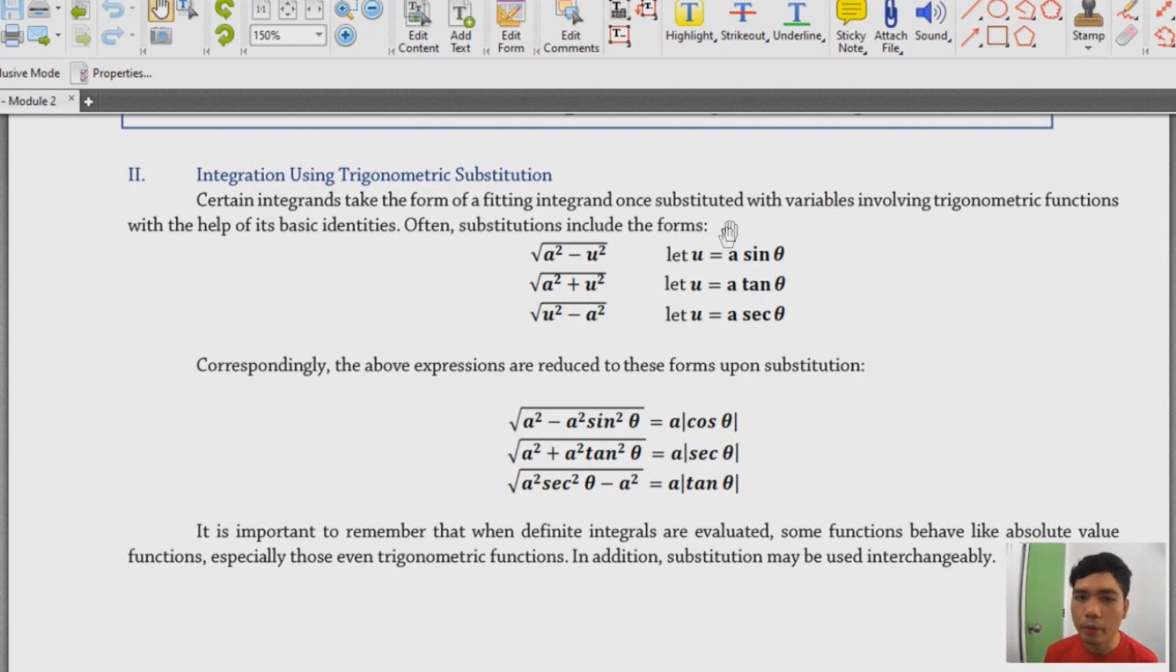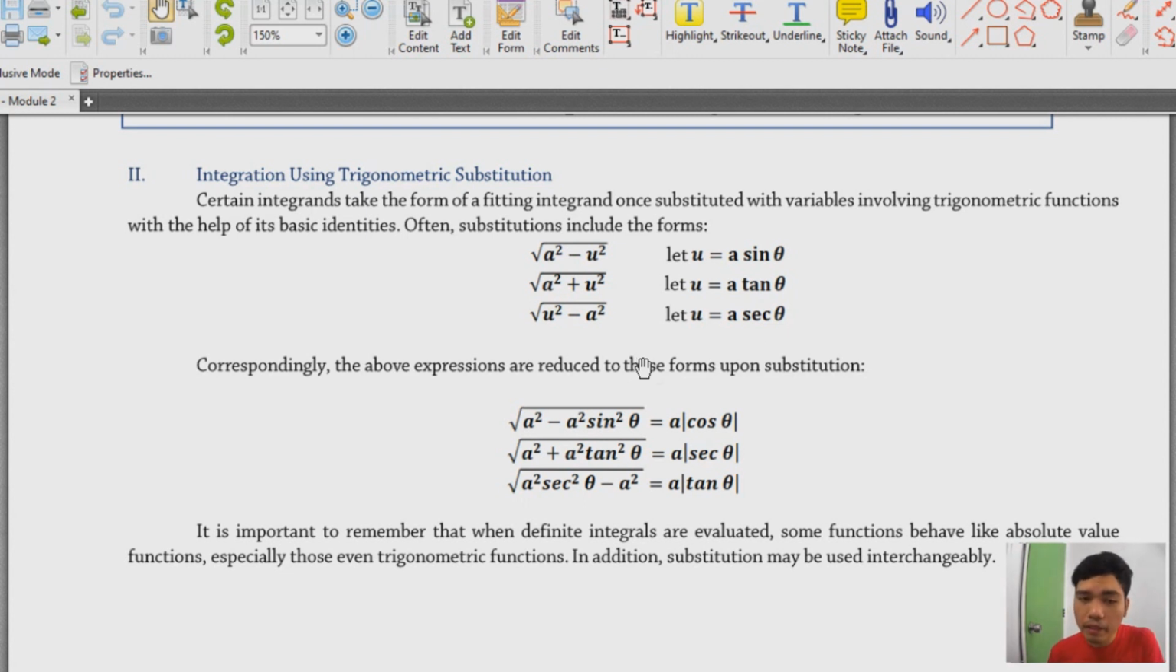And then for plus, when there is a plus between the variable and the constant squared, then you would be using tangent theta. But if it's minus, then you use secant theta. Now, let's be particular with this. When the constant comes first and then the variable, you use sine. When the variable comes before the constant, then you use secant theta.